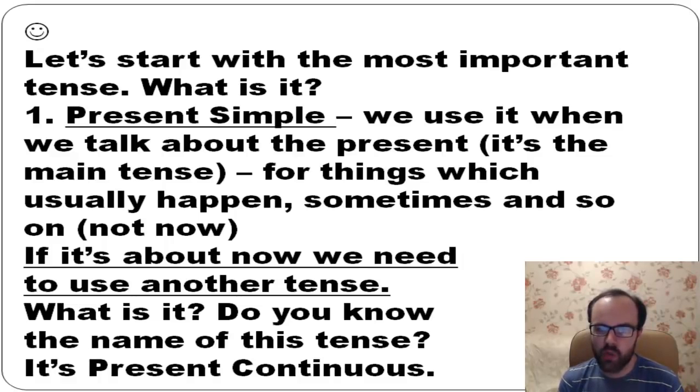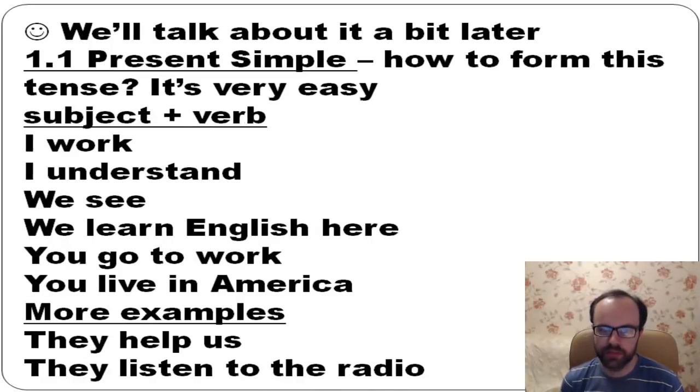We use it when we talk about the present. It's the main tense for things which usually happen sometimes and so on, not now. If it's about now, we need to use another tense. What is it? Do you know the name of this tense? It's present continuous. We'll talk about it a bit later. So, present simple. How to form this tense?